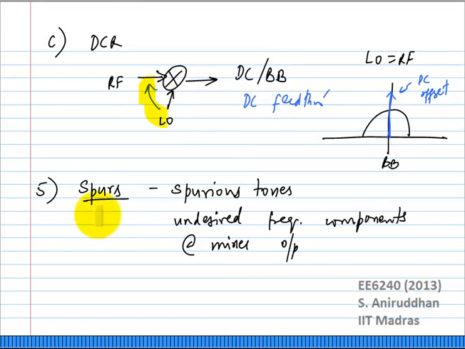Finally, the last parameter we talked about last class was the presence of spurious tones at the output of the mixer. Obviously, if you had an ideal multiplicative mixer, it will only give you the sum and difference frequency components. A practical mixer may actually give you many more components because of linearity problems. It may not be a pure multiplicative mixer. Maybe in the RF path you have a nonlinearity which gives you not only pure RF, but also the second harmonic, third harmonic of RF and so on. And same thing on the LO side. Now you are looking at a whole host of multiplicative components at the output.